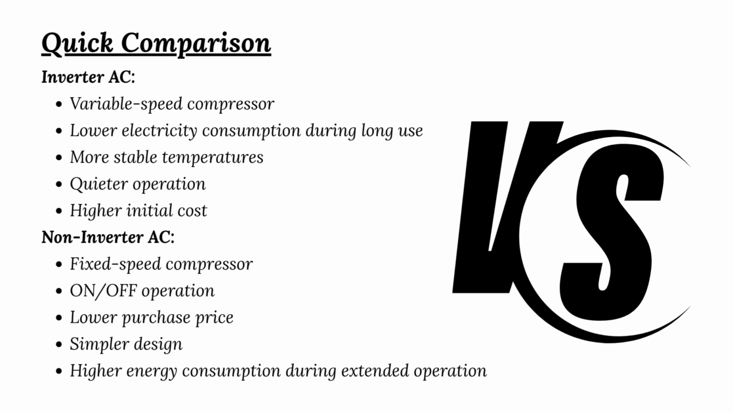Quick comparison. Inverter AC: variable speed compressor, lower electricity consumption during long use, more stable temperatures, quieter operation, higher initial cost. Non-inverter AC: fixed speed compressor, on-off operation, lower purchase price, simpler design, higher energy consumption during extended operation.